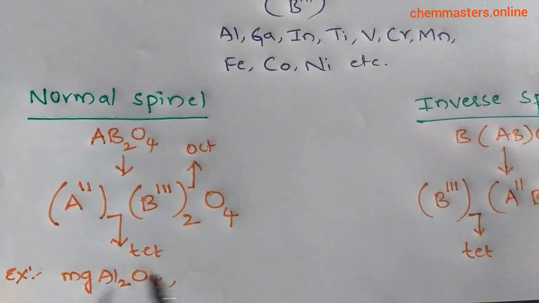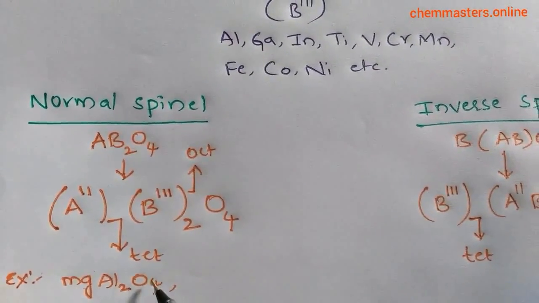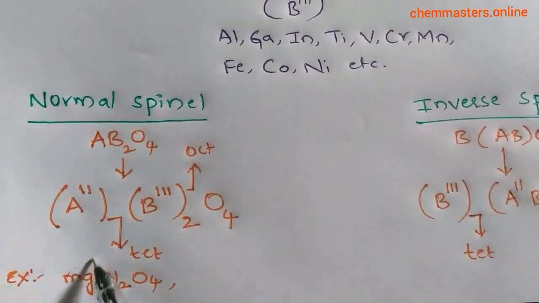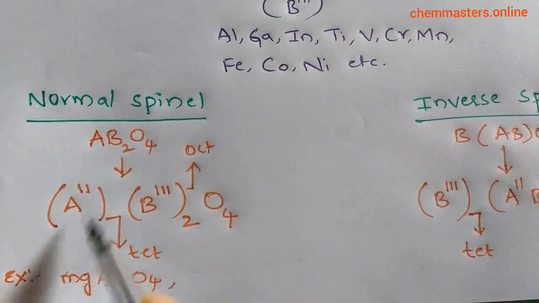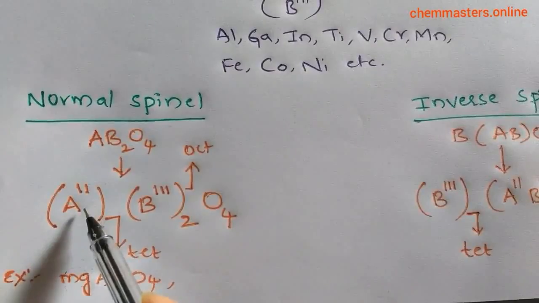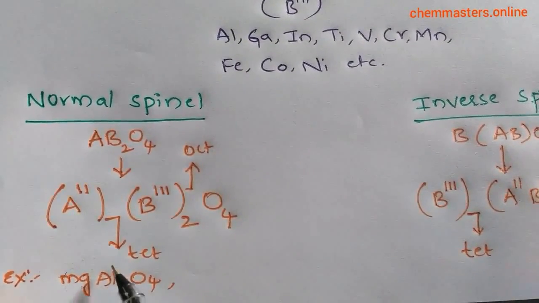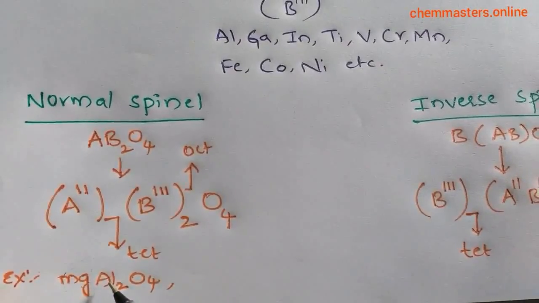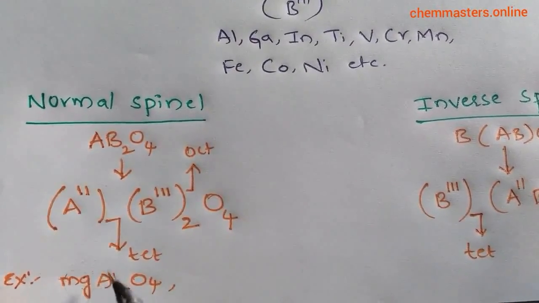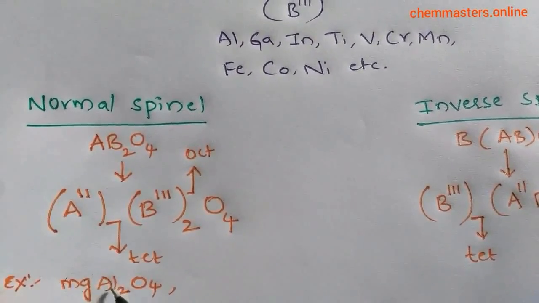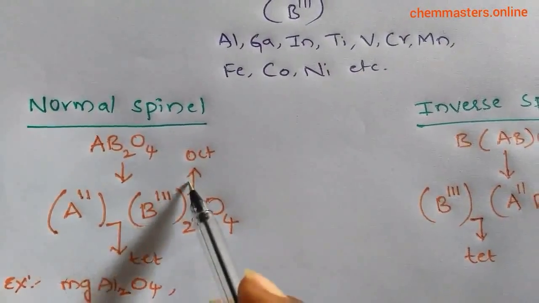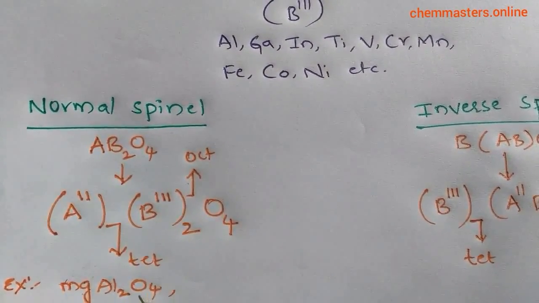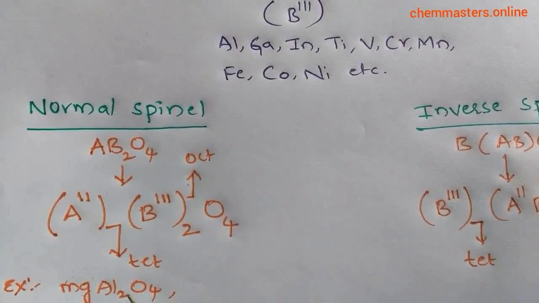This spinel is called a normal spinel because in this, magnesium is plus 2 and it occupies the tetrahedral void, and aluminum is plus 3, and all the Al plus 3 ions occupy the octahedral voids. So that's why MgAl2O4 is considered a normal spinel.